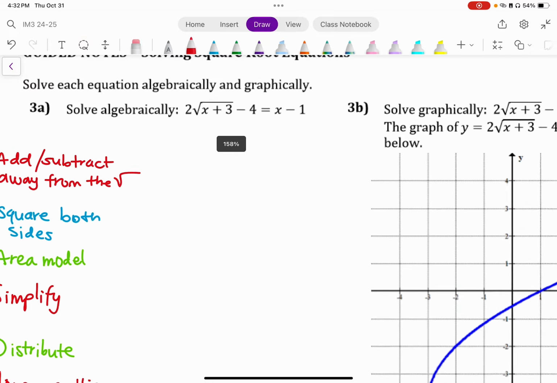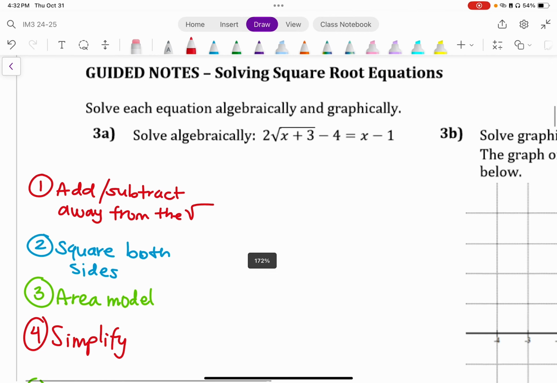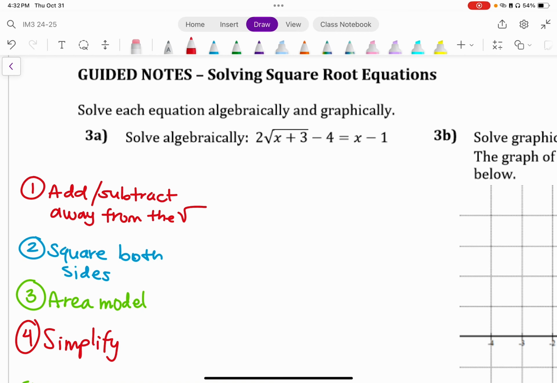Starting with 2 radical x plus 3 minus 4 equals x minus 1. First step is to add and subtract away from the radical. So you're going to go ahead and add a 4 to both sides. It's going to leave you with 2 radical x plus 3 equal to x plus 3.